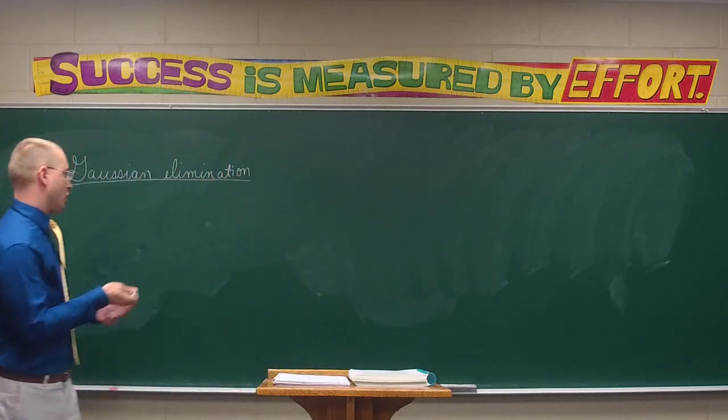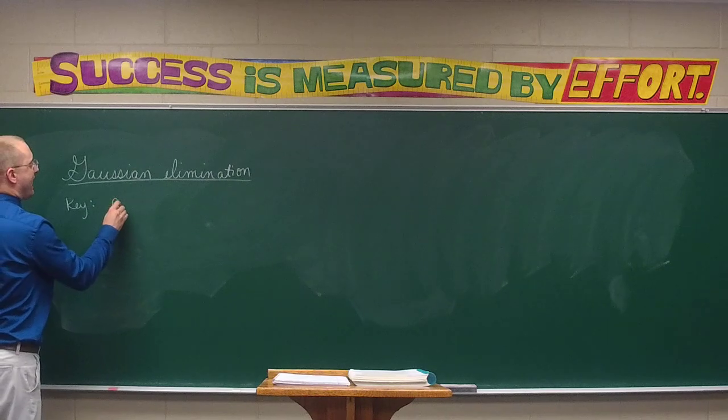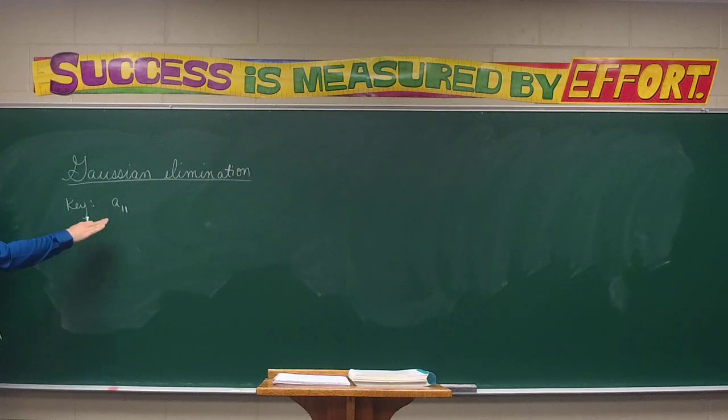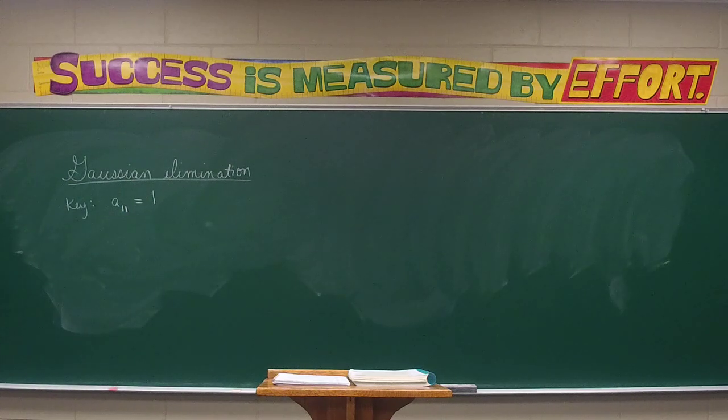But Gaussian elimination. There's a couple keys to Gaussian elimination. Key number 1, and really the big key, is element A11, the very first element in the matrix, must equal 1. You've got to get a 1 in the first spot. That's the linchpin of everything else, because once you get that 1, everything else becomes really easy and falls into place for you.